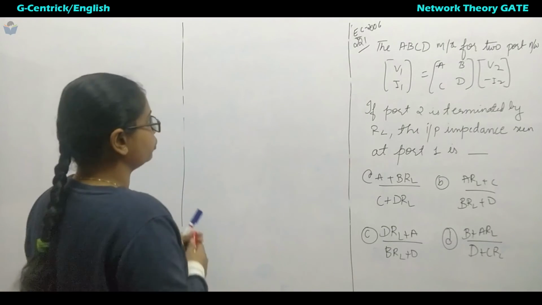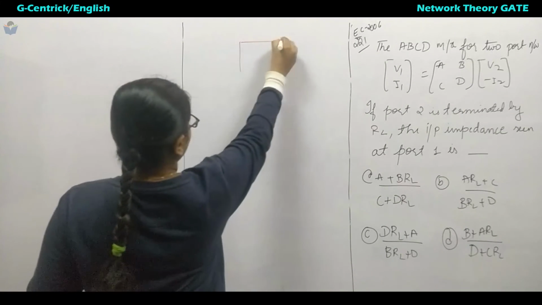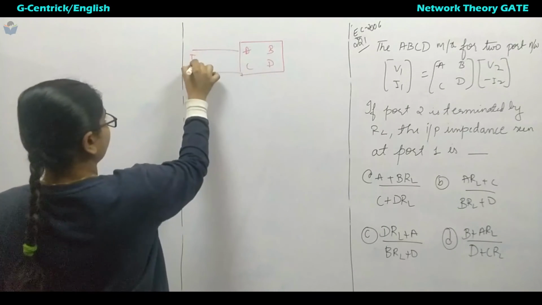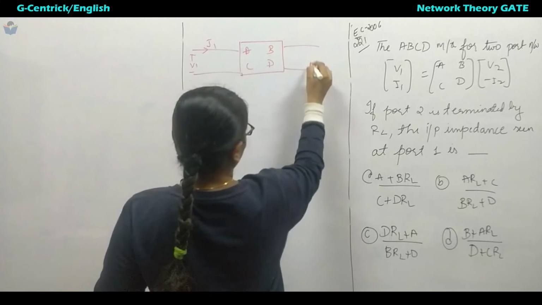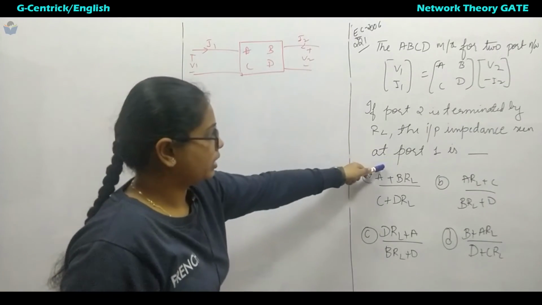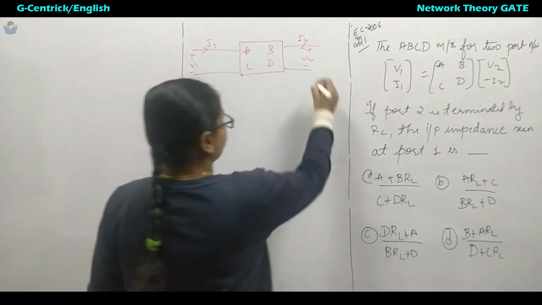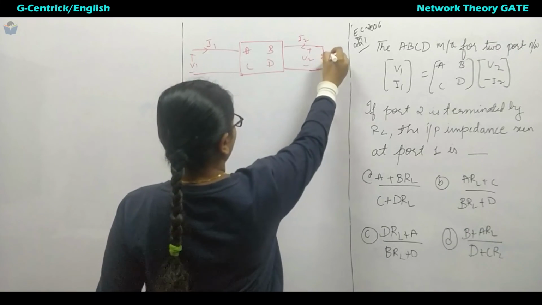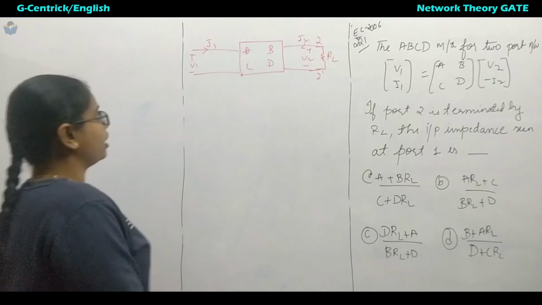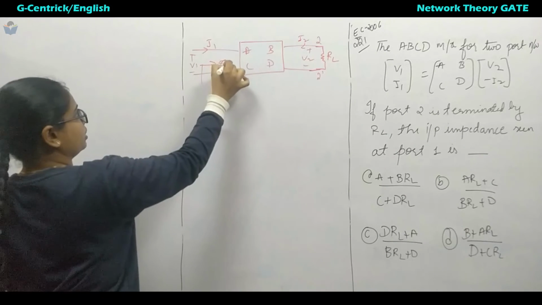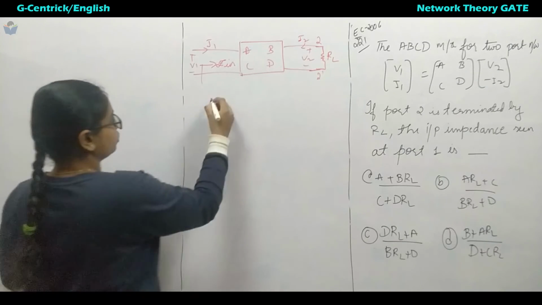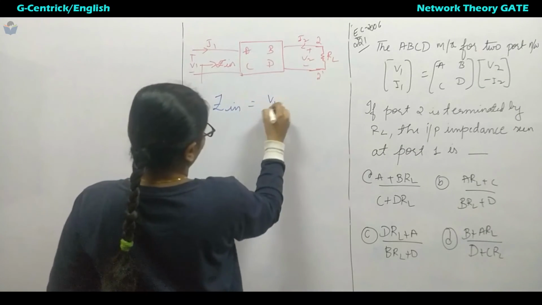So now if we draw the circuit according to the question, this is nothing but the ABCD parameters, and here we have got V1, this is I1, and this is V2, here is I2. So what it says, it is terminated by a resistor RL. Okay, so here is the resistor terminated at port 2 dash. Now they have asked us the input impedance, that is Z in. So how do you write Z in? Z in is nothing but voltage upon current. So Z in is V1 upon I1.